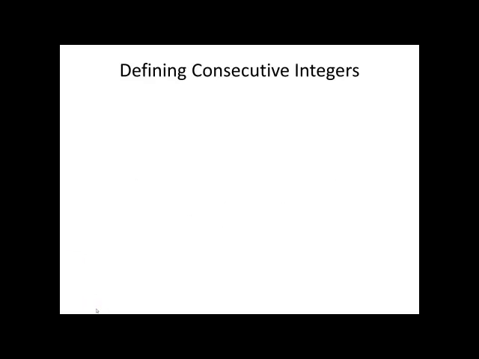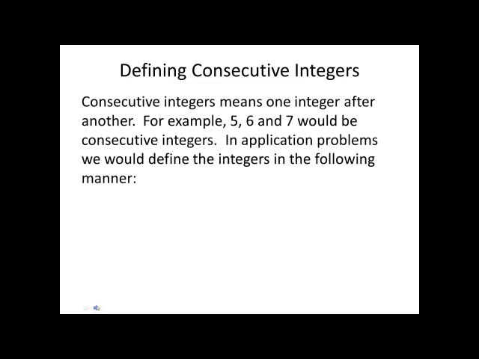Okay, so how do we define consecutive integers? Well, consecutive integer means one number after another. For example, 5, 6, and 7, those will be consecutive numbers because those are one integer after another integer. So in these word problems, we're going to have to define the integers in order to solve the problems because that's what we're looking for, are the numbers. So this is the manner that we would use to define the integers that we're looking for.